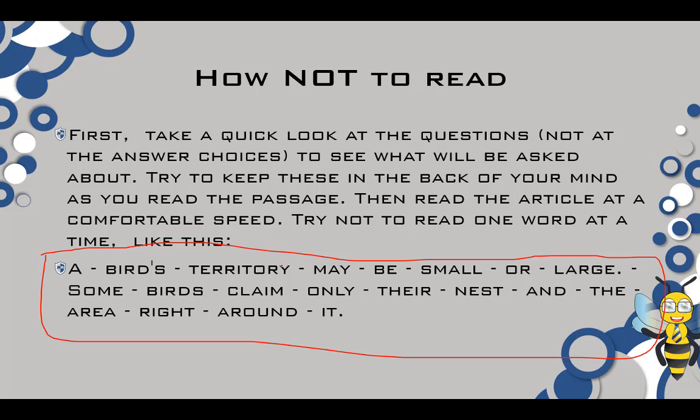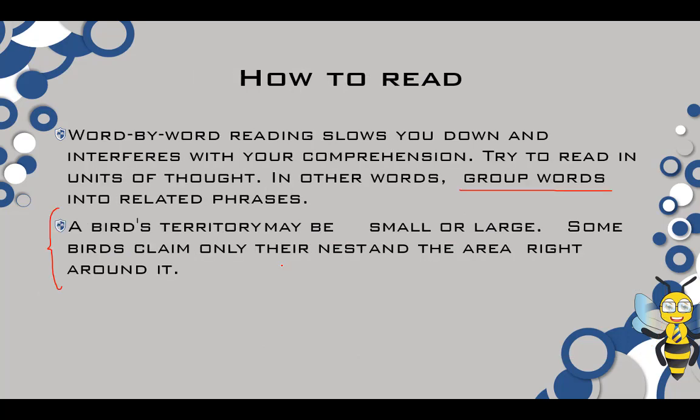Then read the article at a comfortable speed. Try not to read one word at a time like this. You should not read like this. A bird's territory might be small or large. Some birds claim only their nest and the area right around it. That is not a correct reading. You should read it all at once. Word by word reading slows you down and interferes with your comprehension. So that is not going to help you.